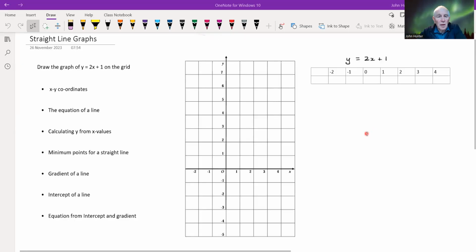Righto, this is a video on straight line graphs. It's really an introduction, if you like, to straight line graphs. Give you an idea of what it's all about, but also give you the ability to solve some of the kinds of problems that you're going to see on this. All right, so this particular problem says draw the graph of y equals 2x plus 1 on the grid.